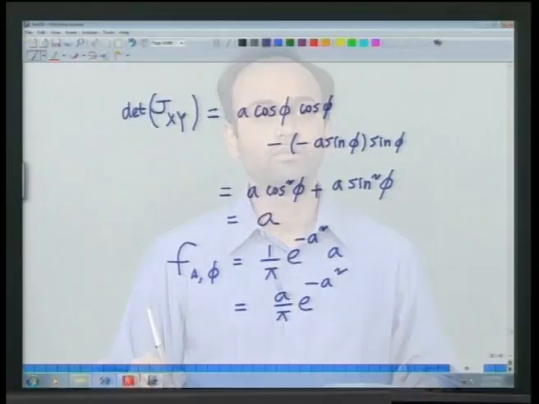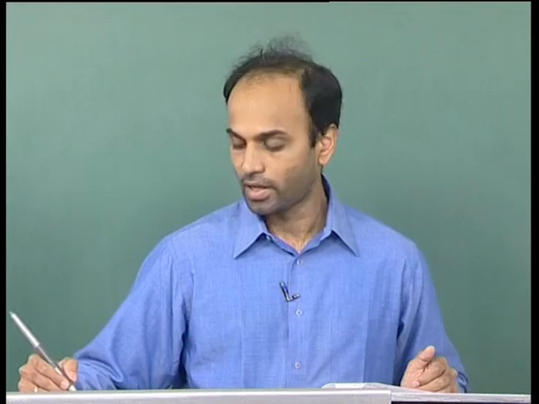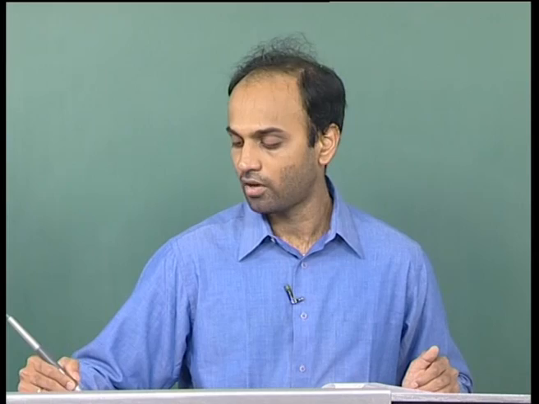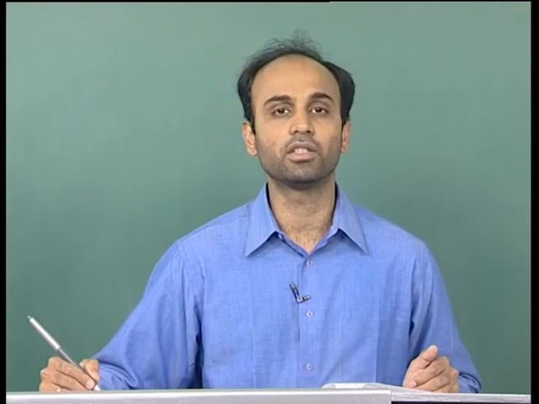With this, I would like to conclude this second lecture on 3G and 4G wireless communications. We will start with this joint distribution of the channel fading coefficient in terms of a and phi and continue this discussion further in the next lecture. Thank you.